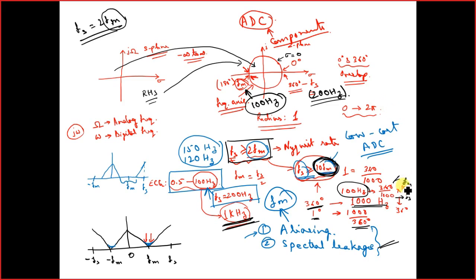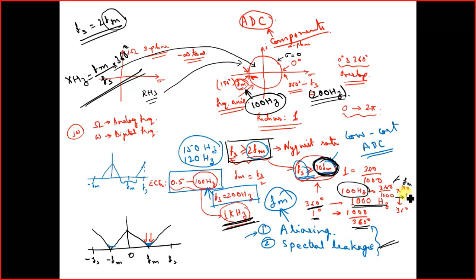So if you see from here, if you want to find out the location of a particular frequency, say x hertz, on the unit circle, where it will be placed, it would be given by Fm by Fs multiplied by 360 degrees.